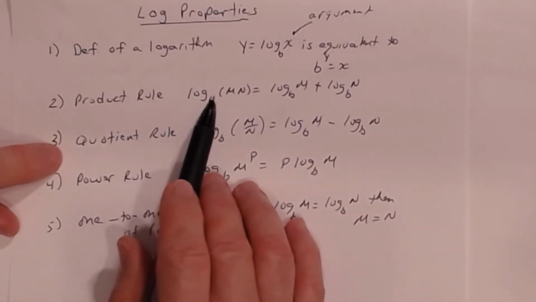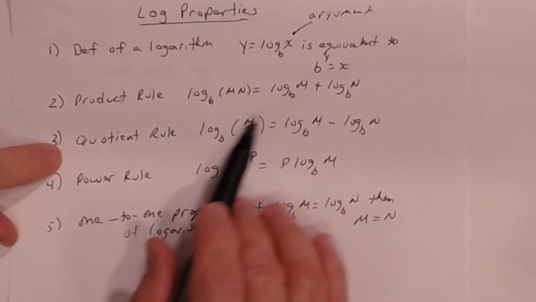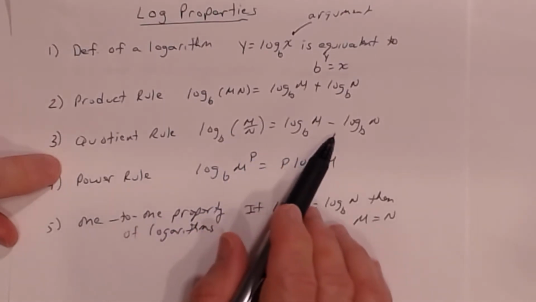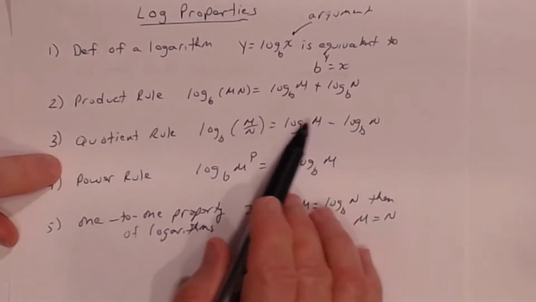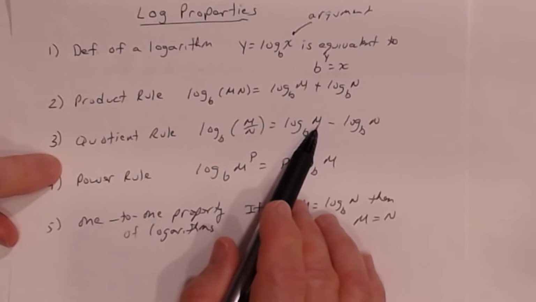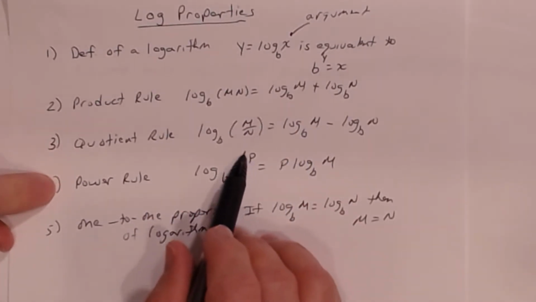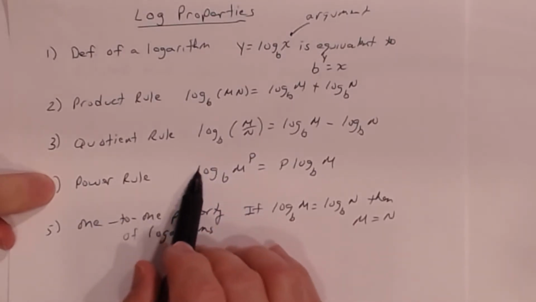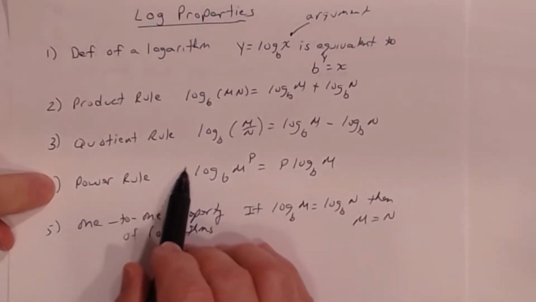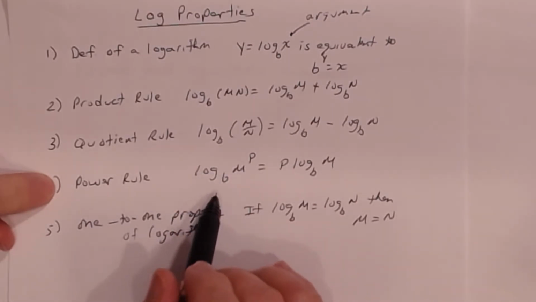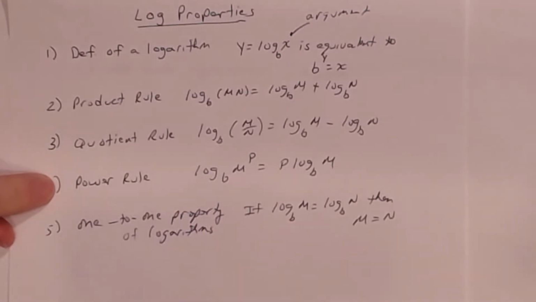So product rule, remember you're going from a log of a product to a sum. The quotient rule, you're going from the log of a quotient to a difference of two logarithms. Notice the numerator is the first one you see, the first argument. And then the power rule, you take that power and write it as a product, as a coefficient times the log of m base b. Those are the three that you're going to see us use when we expand.